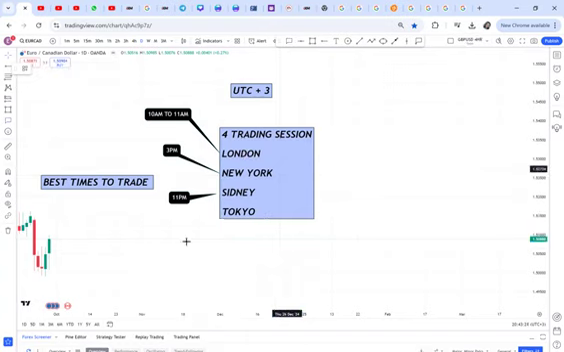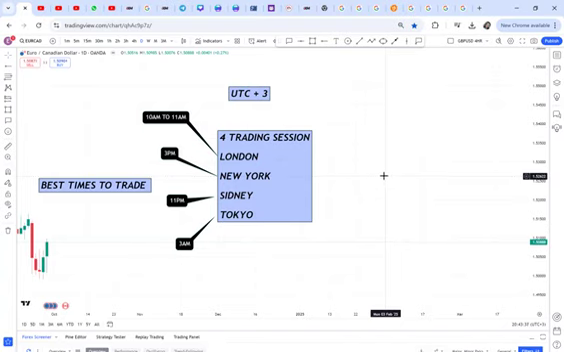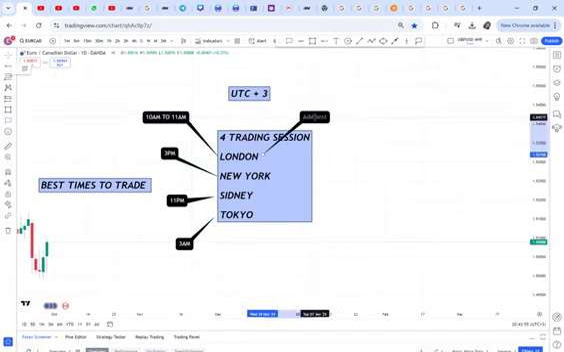So the London session is in the morning for Kenyans. If you just Google 11 a.m. Kenyan time to your time, you will be able to know what the exact time will be in your place. So if you want to trade on the London session, the best pairs to trade are Euro and GBP.